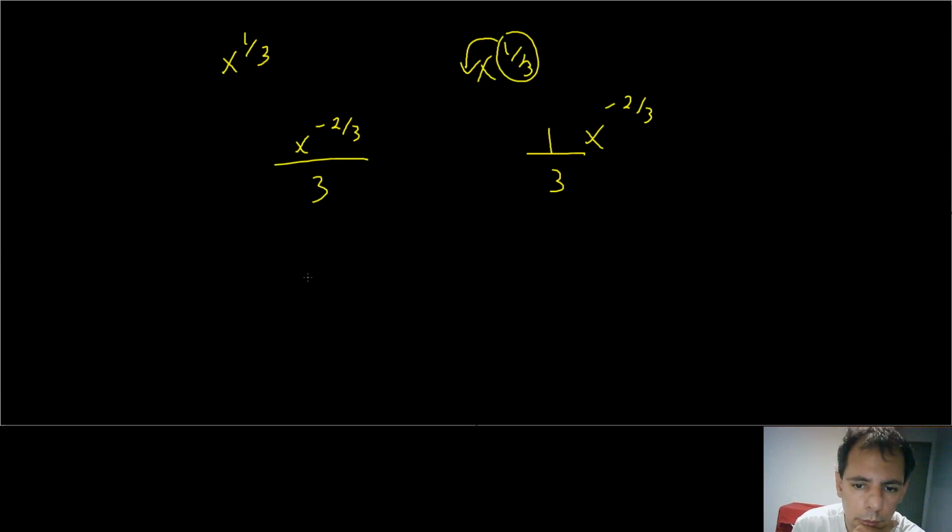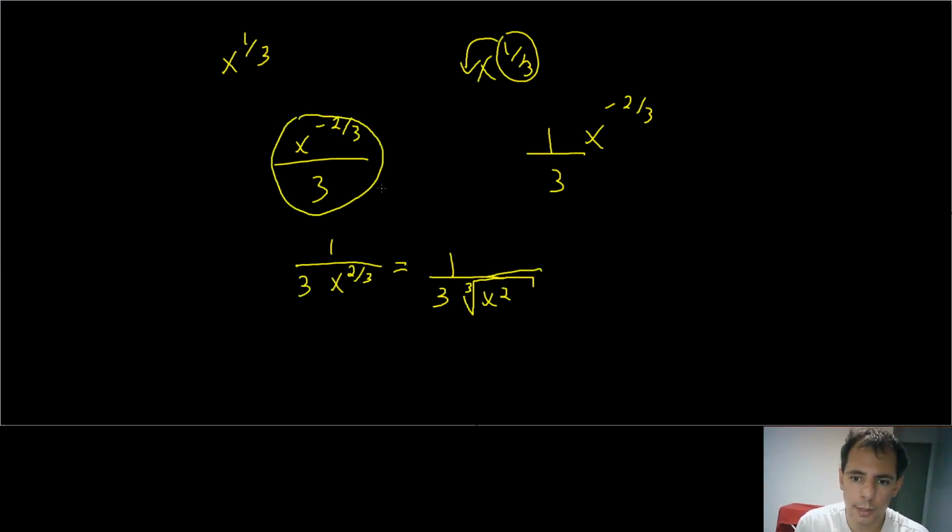Well, you can say that it's 1 divided by 3, and then you're going to have x to the 2/3, because when you have something in the numerator with a negative exponent, as it goes to the denominator, the exponent becomes positive. So it's going to be 1 over 3, and here we go, the cube root of x squared. This is what this means.